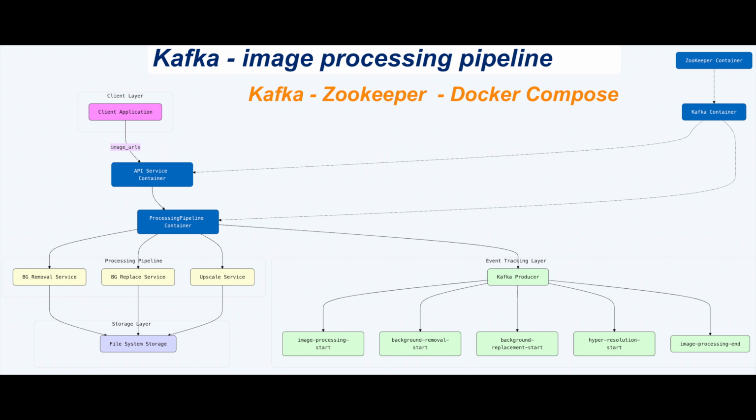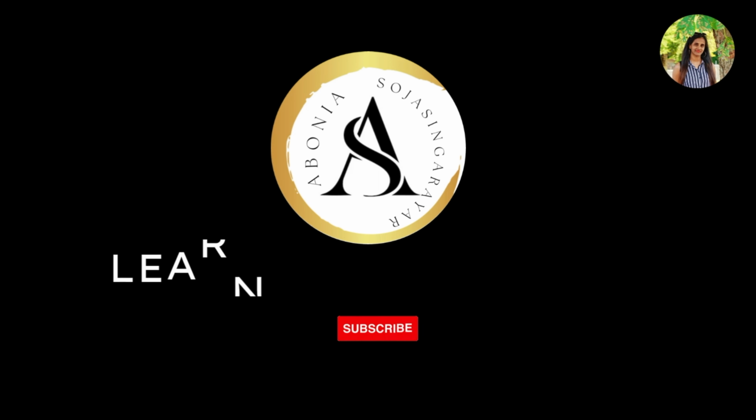And the fourth and final one is processing the images, where we will demonstrate how to process a list of image URLs through the pipeline and perform background removal, background replacement, and then upscaling in sequence. So let's dive in.